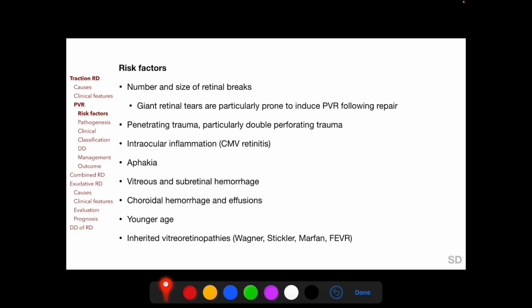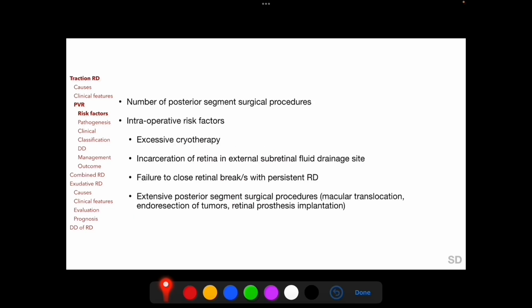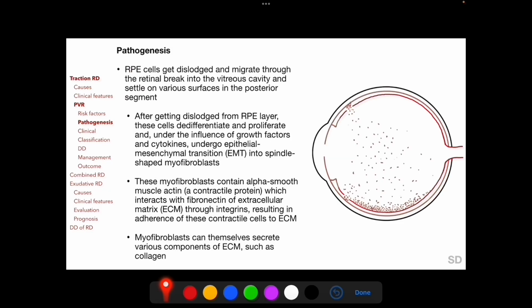following surgical reattachment, penetrating trauma, intraocular inflammation, vitreous and subretinal hemorrhage, choroidal hemorrhage and effusions, number of posterior segment surgical procedures, and intraoperative risk factors such as excessive cryotherapy, failure to close retinal breaks, and certain conditions which require extensive posterior segment surgical procedures. Three elements play a major role in the pathogenesis of PVR: RPE cells, retinal glial cells, and growth factors.